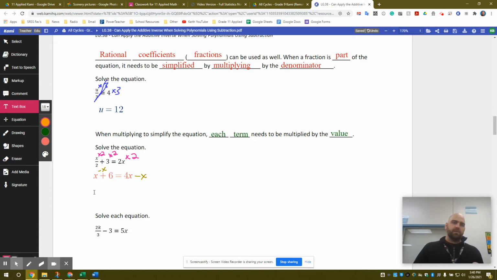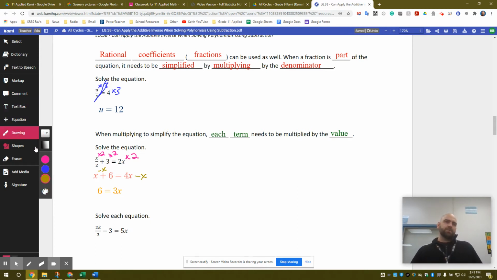And when we do that, it eliminates it on the left-hand side. We're going to be left with just 6 on the left-hand side. And on the right-hand side, we have 4x minus x, which just gives us 3x. And then we have only the one term that has x in it, so we can now solve for x by isolating it. And remember, our keyword is to isolate.